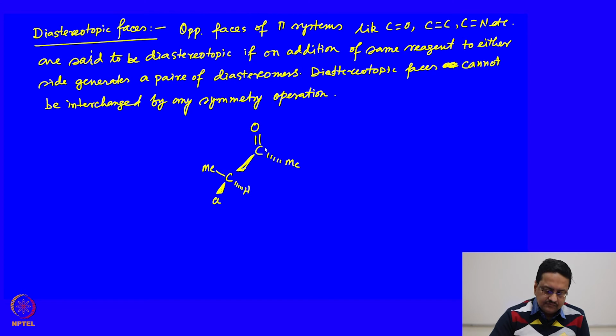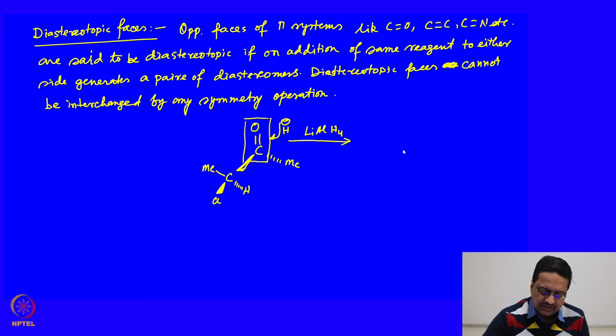For this molecule, we are trying to understand the topicity of the faces of this carbonyl group. So, what we are trying to do is the same lithium aluminum hydride reduction, assuming that hydride comes from the right hand side. In that case, the product is supposed to be this one.